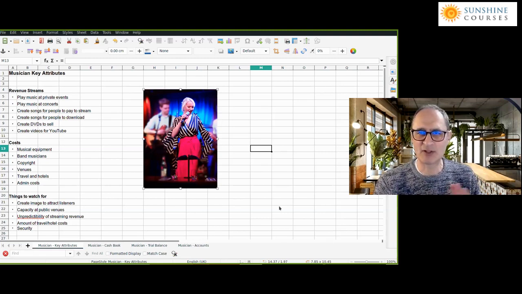So again, as an accountant, we want to focus on this to make sure that everything's in order. And if their admin costs are too high, we need to draw their attention to it so that they can improve the quality of their business.